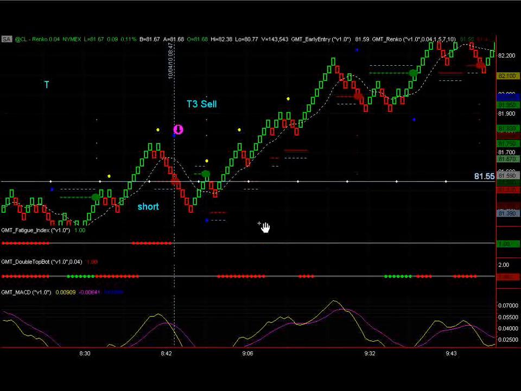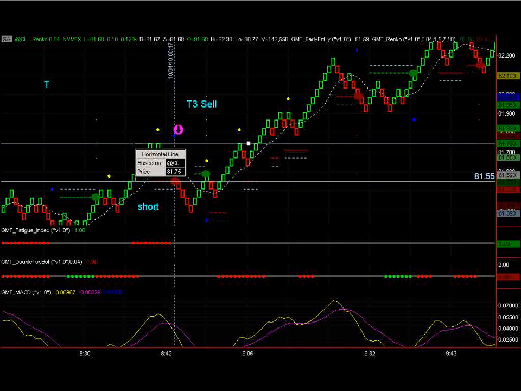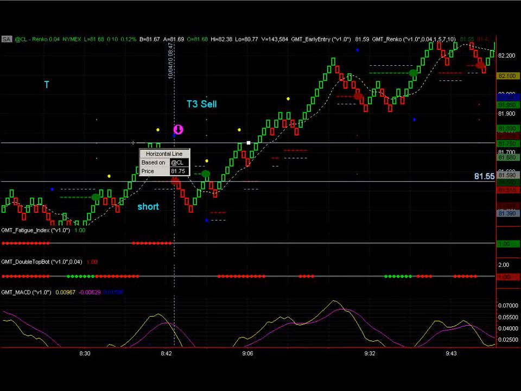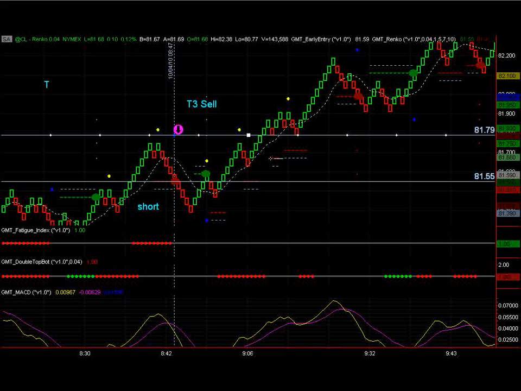As I mentioned there, we had a T3 sell short at 81.55. So our stop on that trade was always going to be one full brick. Now these bricks are a 4 cent brick, so it'll be at 79. So our stop is at 79. So basically 24 cents there. So we had 24 cents of risk.